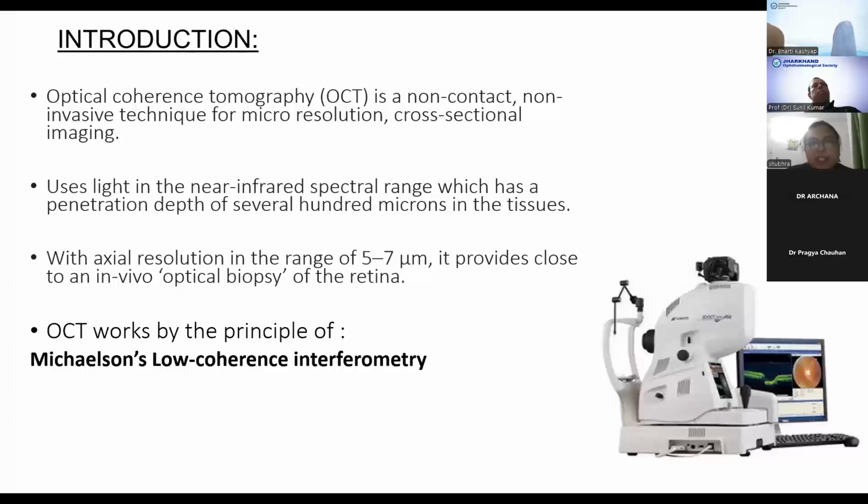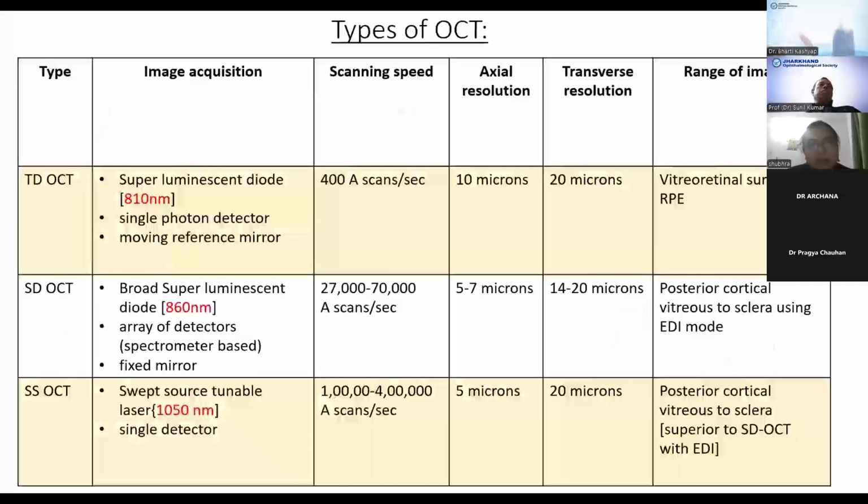So OCT is a non-contact, non-invasive technique for micro-resolution and cross-sectional imaging. This uses the light in the near infrared spectral range, and it has a penetration depth of several hundred microns and an axial resolution of 5 to 7 microns. And it works on the principle of Michelson's low coherence interferometry.